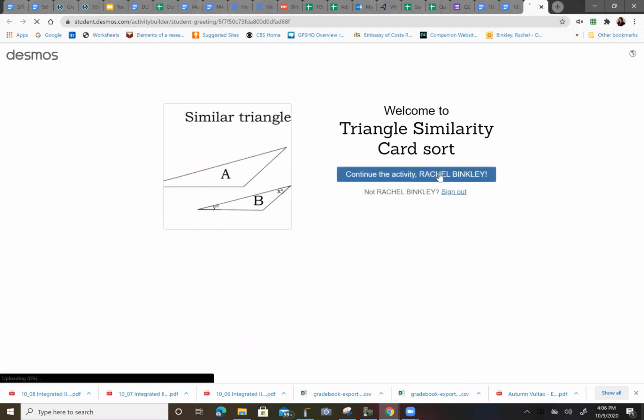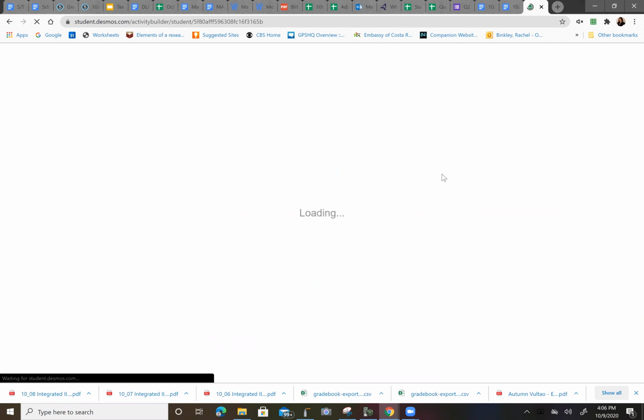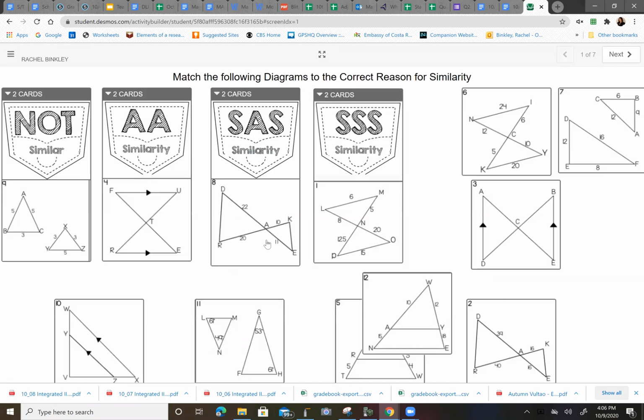Okay, so triangle similarity card sort. So what I want you to do on your side is find all of these category cards. One says not similar, one says angle angle similarity, one says side angle side similarity, and one says side side side similarity. And we are going to put all of the cards here underneath one or the other. So I kind of started you out.